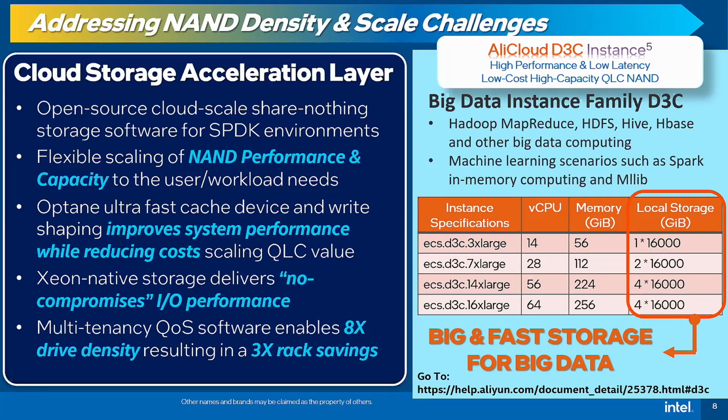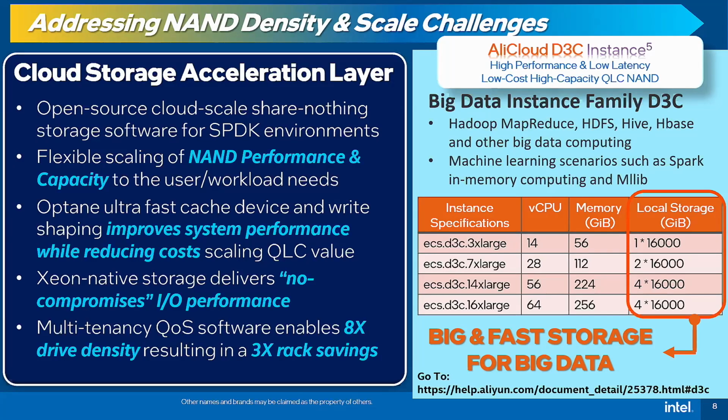We're leveraging Optane as this ultra-fast caching device and write shaping function. This is what allows us to improve system performance as well as manage the way we're writing and placing data on QLC, so we're not burning it out, we're not slowing it down, and you're really getting to maximize the performance out of that device.